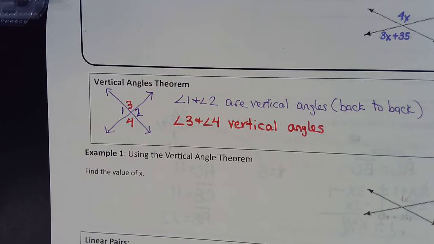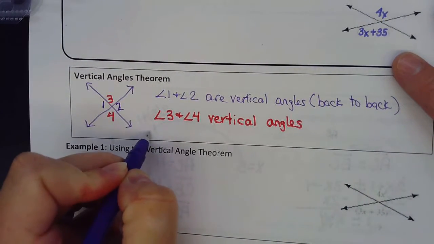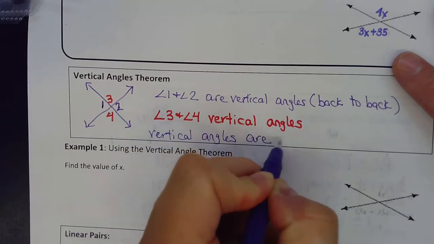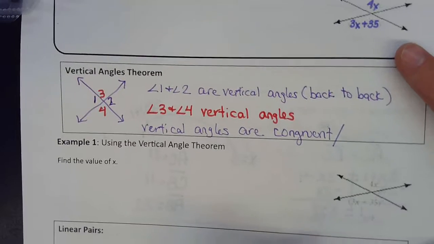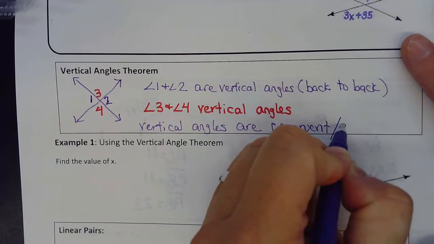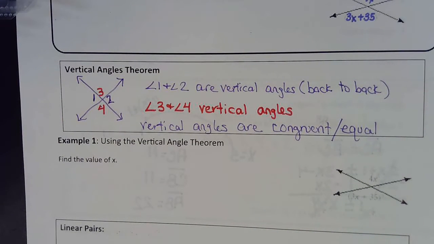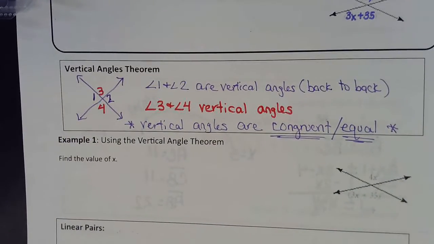So for vertical angles, because we do have some algebra coming up in the next couple of minutes, vertical angles are congruent. Anyone remember what congruent means? Equal. Yep. So if you have vertical angles and you have to solve for something, you're going to set them equal to each other, and then solve for the variable, plug it back in if you need to. That's what you do with vertical angles. They are congruent or they are equal to each other. That's the main thing to take away.